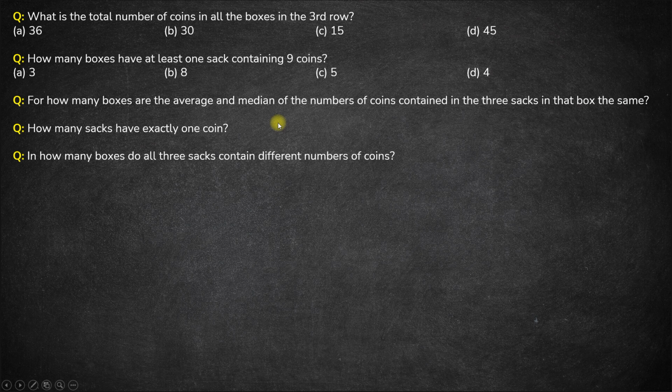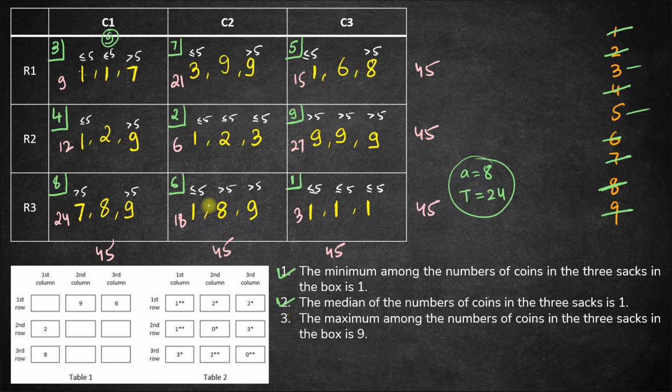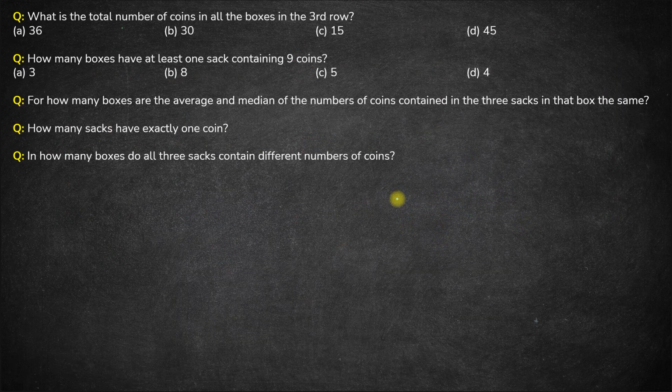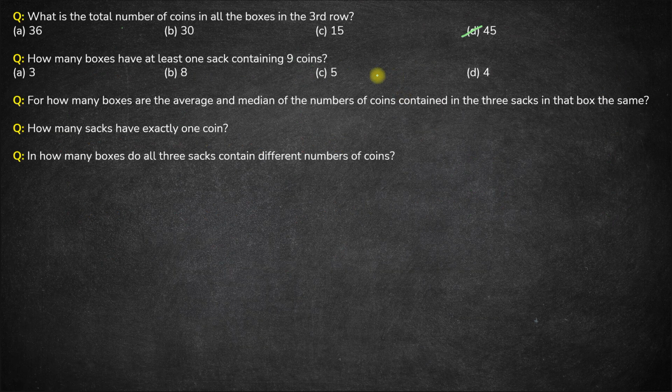The first question is, what is the total number of coins in all the boxes in the third row? The total number of coins is 45, right? So the answer here is option D, 45. Next, how many boxes have at least one sack containing 9? At least one sack containing 9 is 1, 2, 3, 4, 5. So there are 5 boxes containing at least one sack with 9 coins. So option C is the right answer.